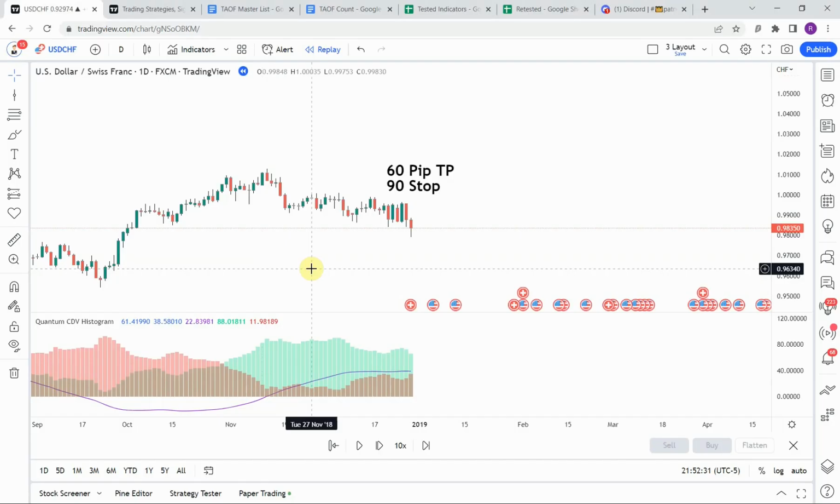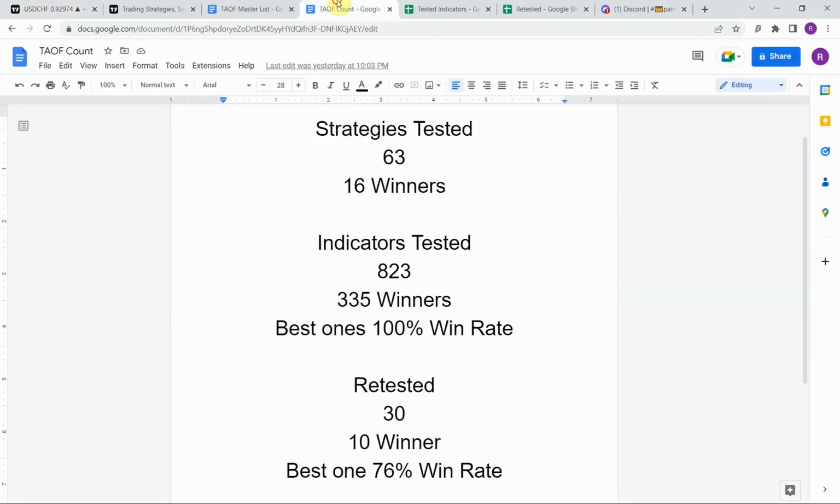Alright, as I said, today we will be testing the quantum CDV histogram indicator. Before we do though, I wanted to put the testing scoreboard up for everyone to see. So to date, we have tested a total of 63 different strategies, with 16 of them being profitable. We've also tested a total of 823 indicators, with 335 of them being winners. The best ones so far were able to achieve a 100% win rate.